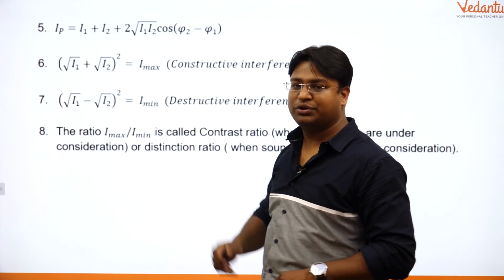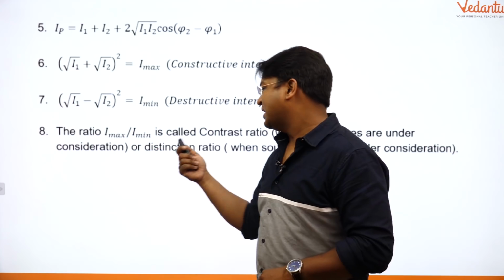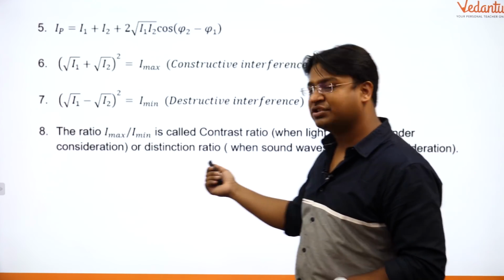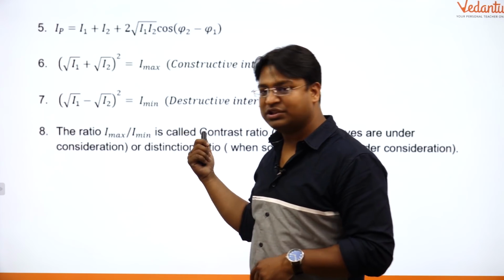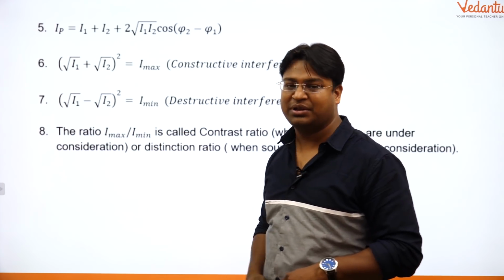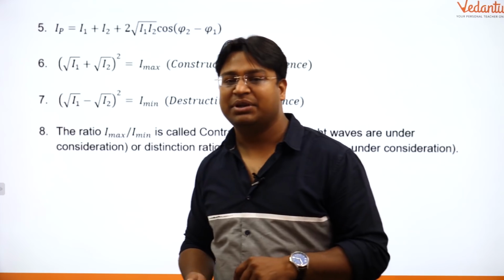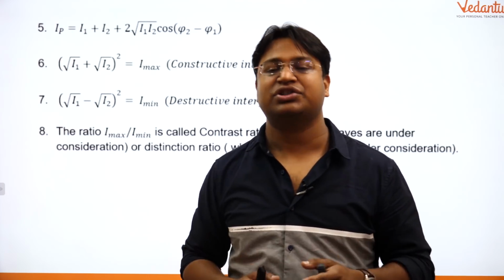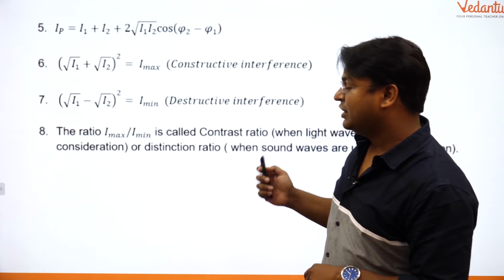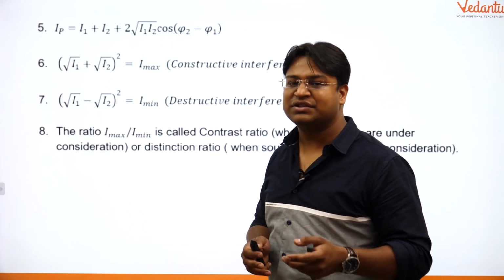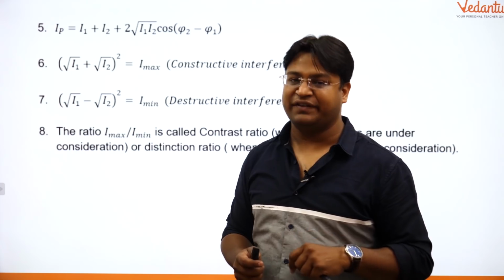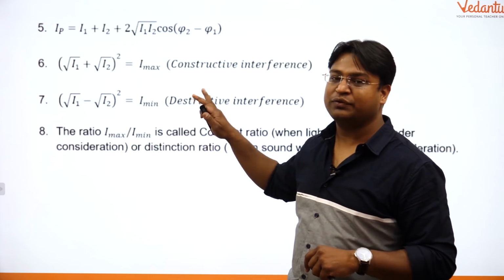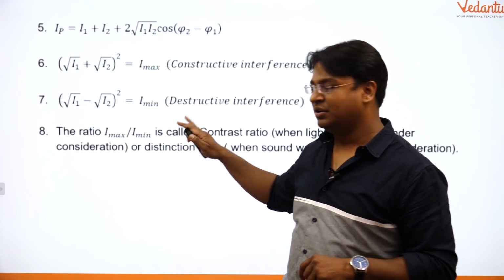For the general case, we are going to use this. Sometimes the words contrast ratio or distinction ratio may be used in a question. You should be aware that these two words mean I max by I min. The maximum intensity divided by the minimum intensity is called the contrast ratio or the distinction ratio. Alright, so this is about the theory of waves that we are going to use in a particular case, that is the case of light waves. It is a general phenomenon pertaining to waves.